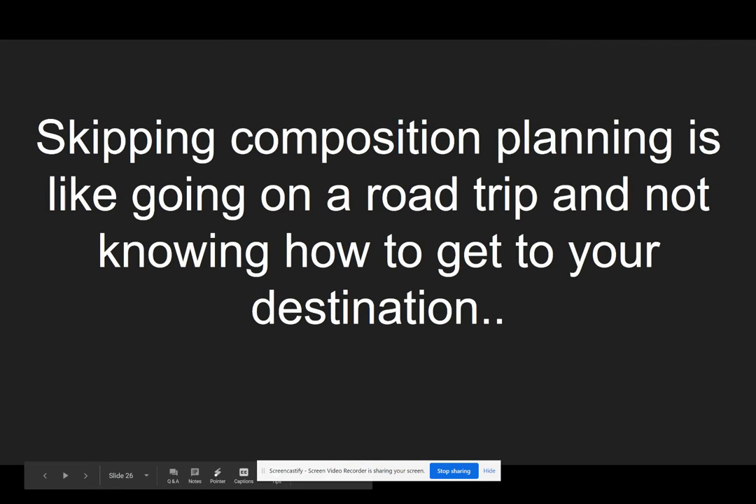So skipping composition planning is like going on a road trip and not knowing how to get to your destination. Composition planning is so important. It is the way that you start to mess around with how you want your objects to be arranged and what objects you want to show on your paper.